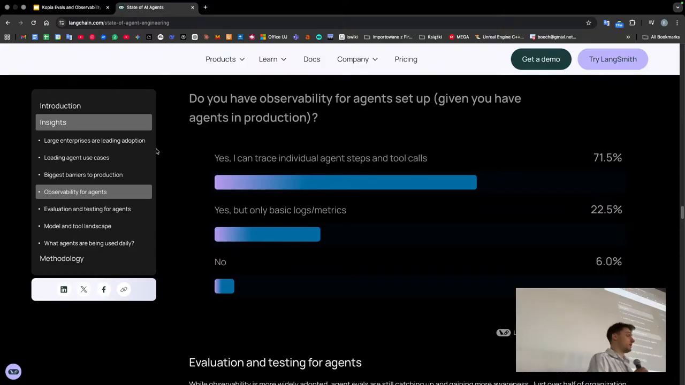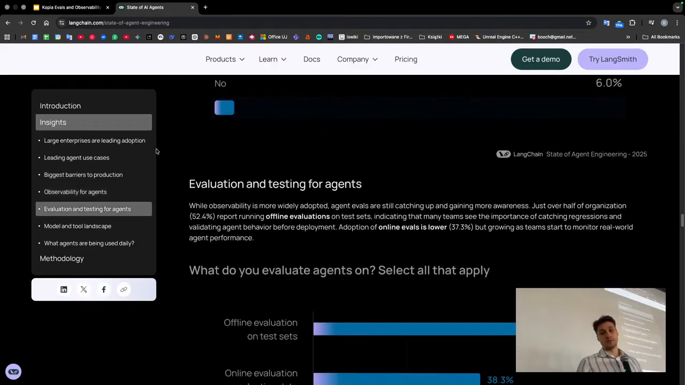And about observability, do you have observability set up for agents? We see that a lot of companies are using it. So a lot of agents have observability, metrics, and evaluation. The "no" answer is really small, so I think this value is going to decrease.